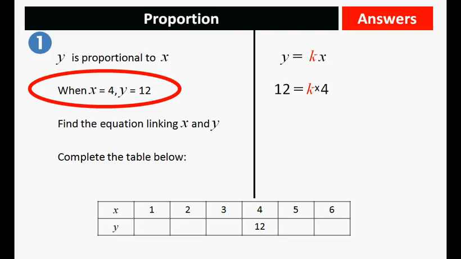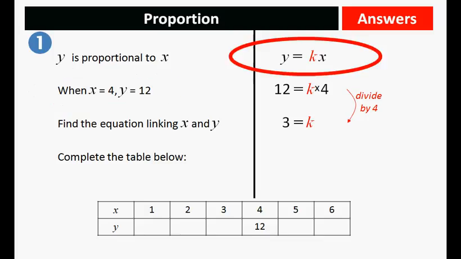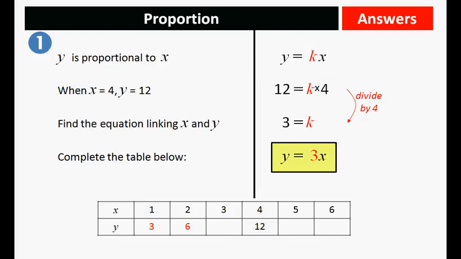12 equals k times 4 when x is 4 and y is 12. And from that we can work out what k is. Divided by 4, k is 3. So the relationship between x and y, well, we worked out that generally it was y equals something times x, and we've just worked out that that something is 3. So the relationship is y equals 3 times x. And once we've done that, we can fill in the table of values. There it is.